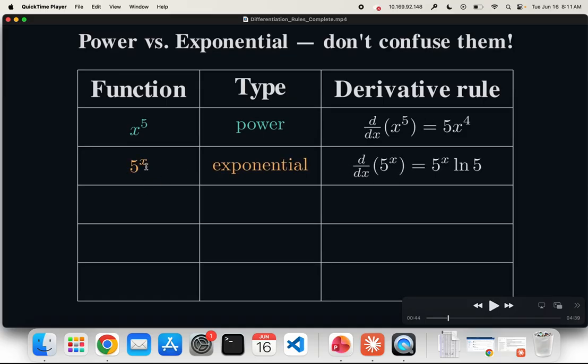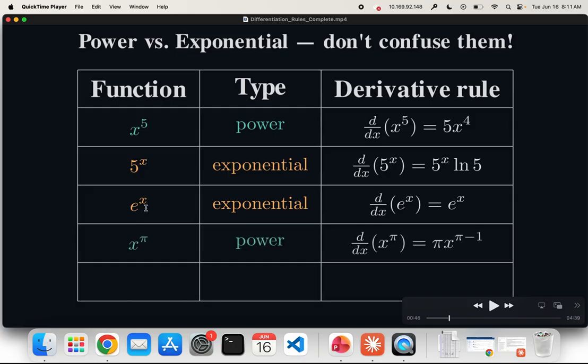Now notice here, the variable is in the exponent. So this is an exponential function. It's not a polynomial. So to differentiate it, actually, you know what? Maybe I should have shown this a little bit later. But this rule is something we're going to cover in a little bit here in the video. But this is a different rule than the power rule.